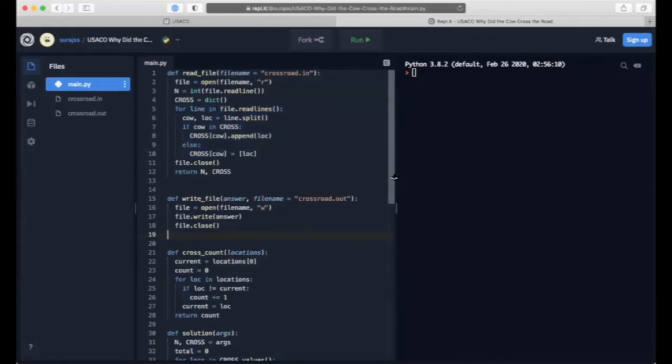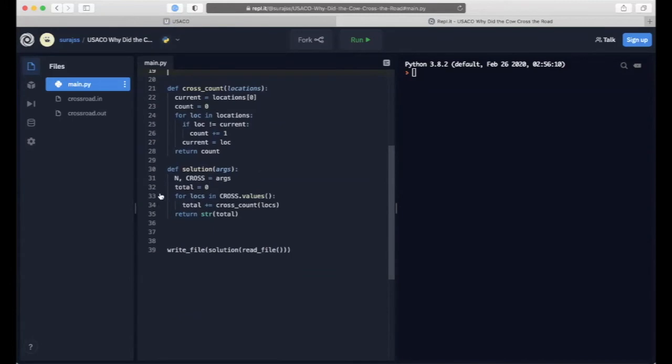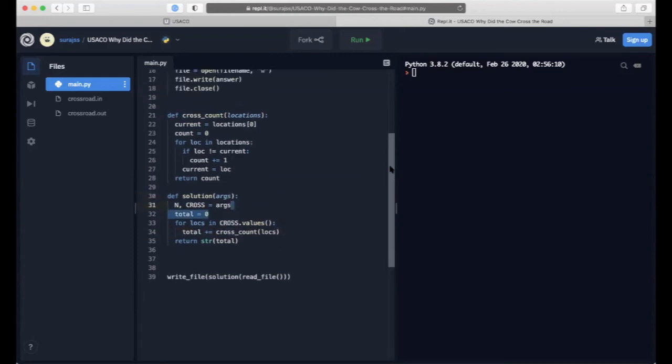Okay, so let's go ahead and look at the solution. First I decompose the args, then I have a total, so total equals 0. And then for the values inside of the crossings, for every cow, I look at the locations, and I send the locations to this function, cross count. What cross count is doing is first getting the current location, so that's the starting location in this case, and then going through every location.